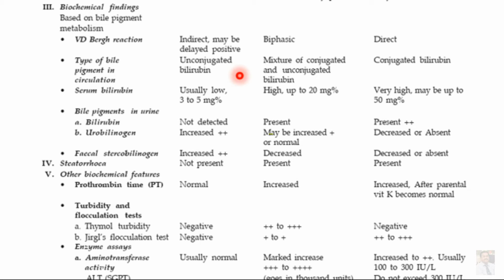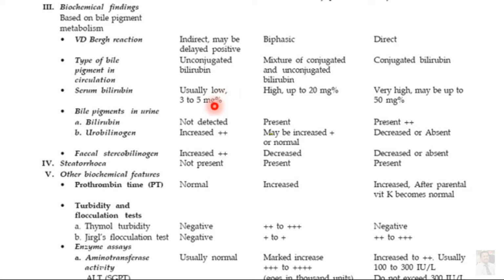You can see here the first column is usually low. That means this is for hemolytic jaundice. Second one is hepatic jaundice, and third one is obstructive jaundice. The first one is 3 to 5 milligrams, the second one is 20 milligrams, and the third one is 50 milligrams. It is entirely different in range, so we can identify very easily. As a biochemist, if you are doing only the serum bilirubin, only with the number of the total bilirubin, you can identify the type of jaundice. Simple.